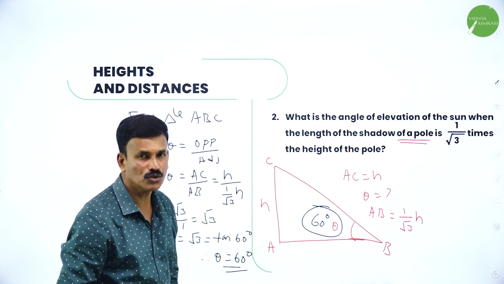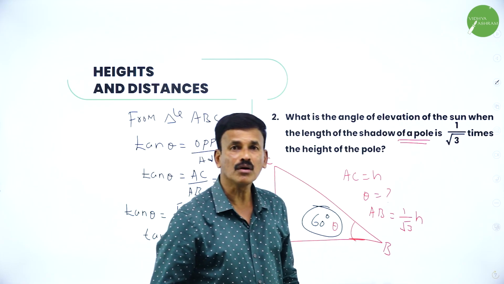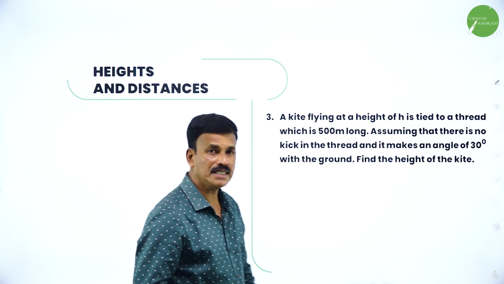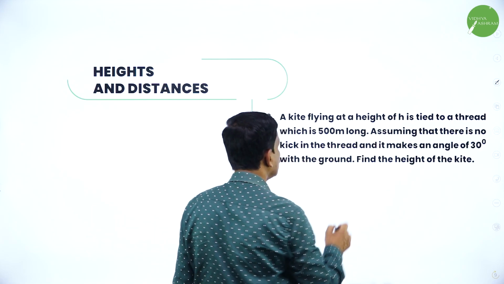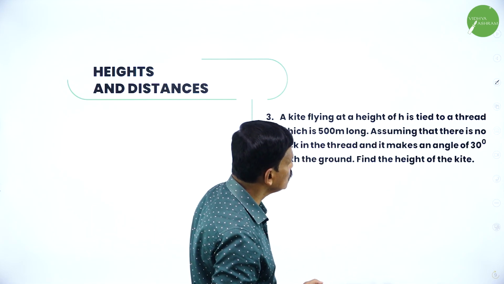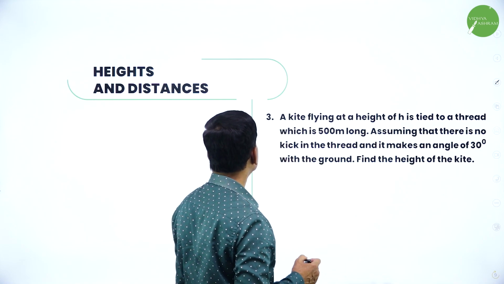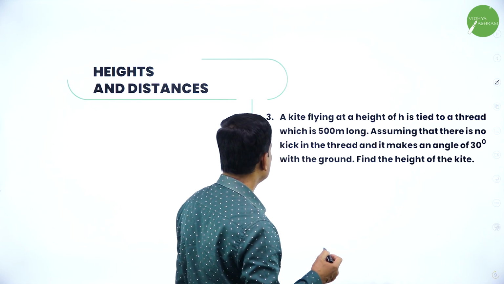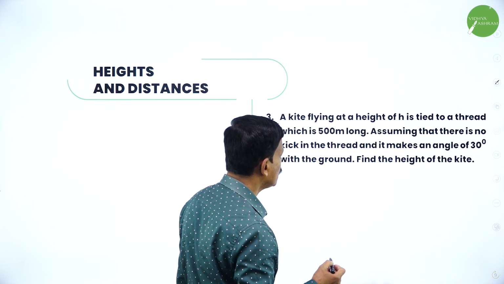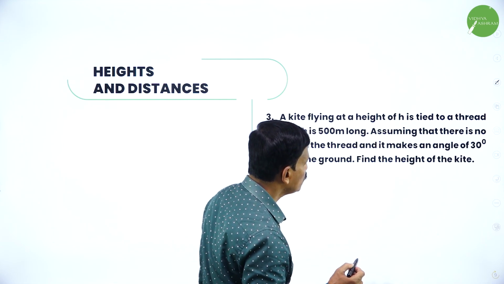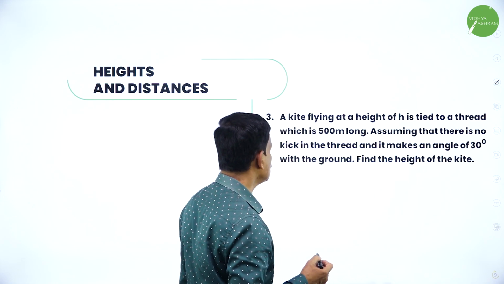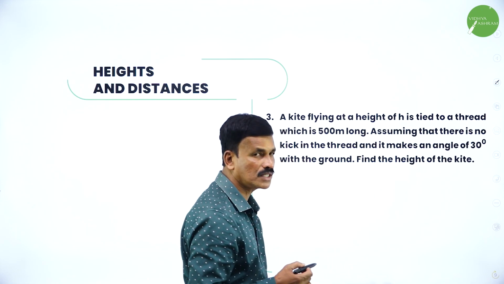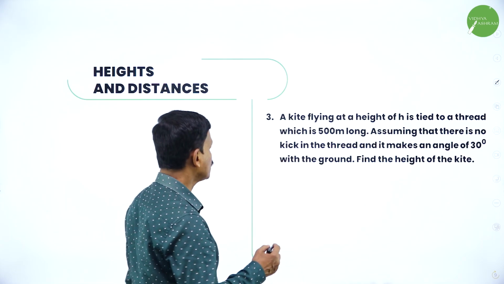That's all. Hope you followed. Now move on to the next problem. A kite flying at a height of H is tied to a thread which is 500 meters long. Assuming that there is no kink in the thread, and it makes an angle of 30 degrees with the ground, find the height of the kite. Now let us draw the diagram for this.